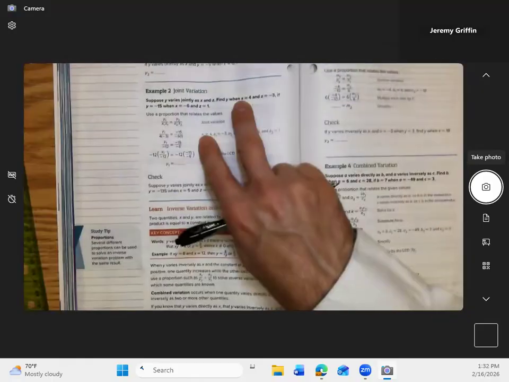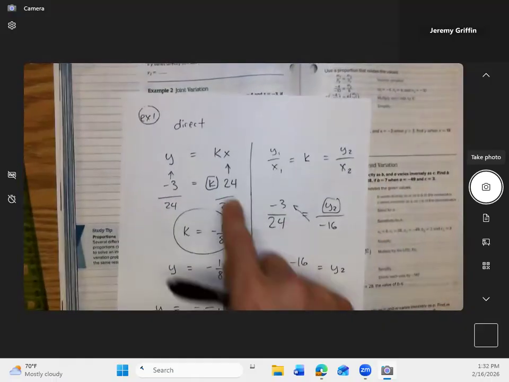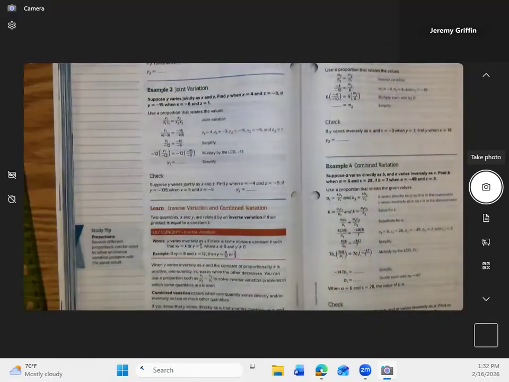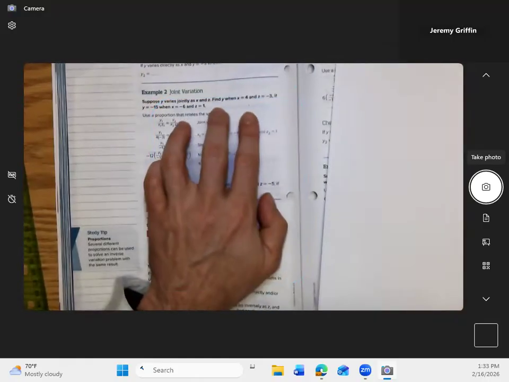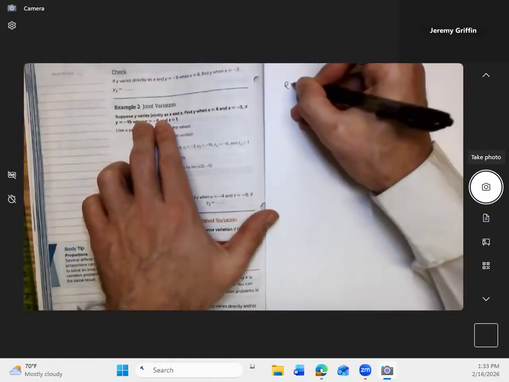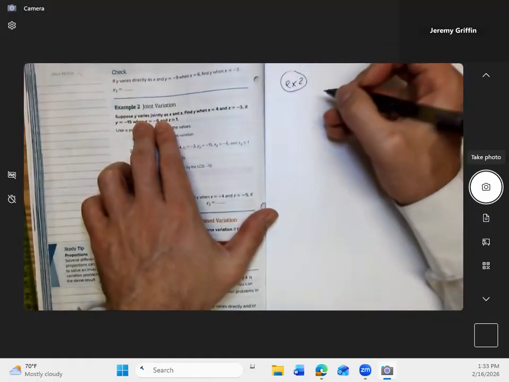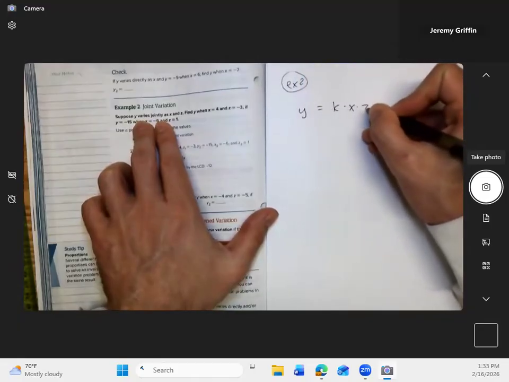Okay, all right, example two, they're calling joint variation. So I think it's going to be really similar to this. We're just throwing in yet another variable. Maybe instead of just x and y, now we have x, y, and z. There it is. It says y varies jointly as x and z. So example two, I might say y is equal to k times x times z.